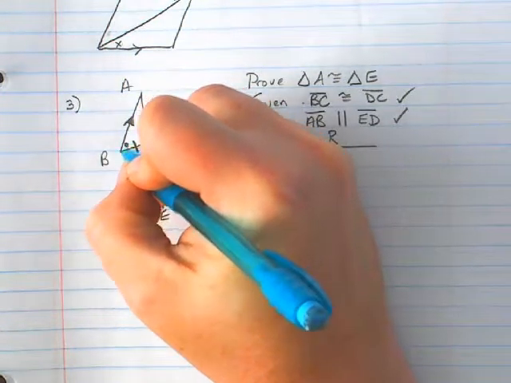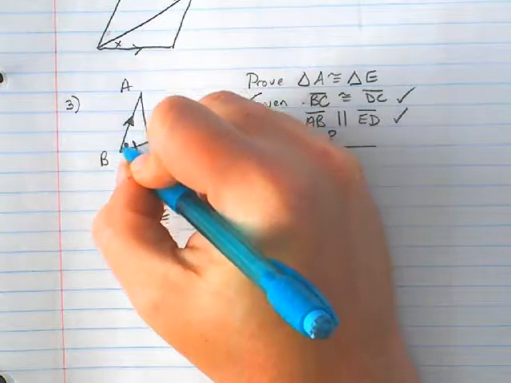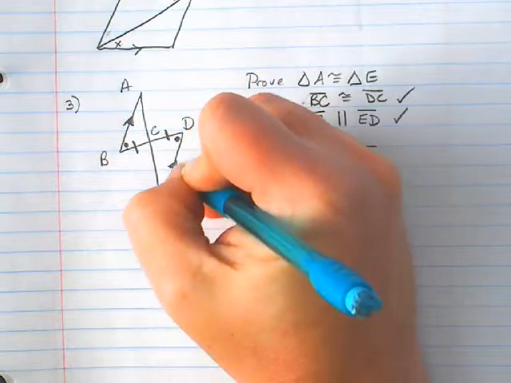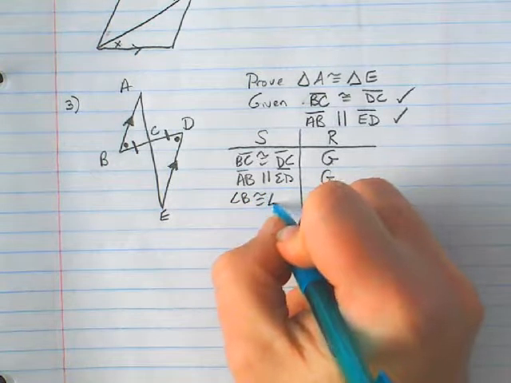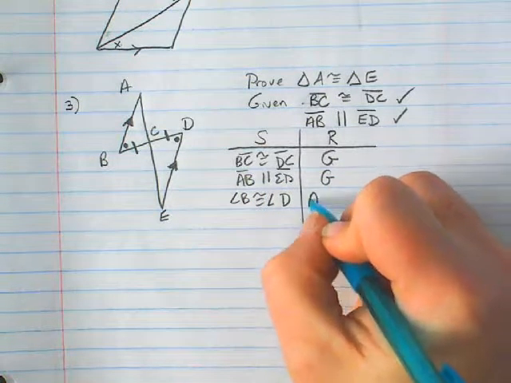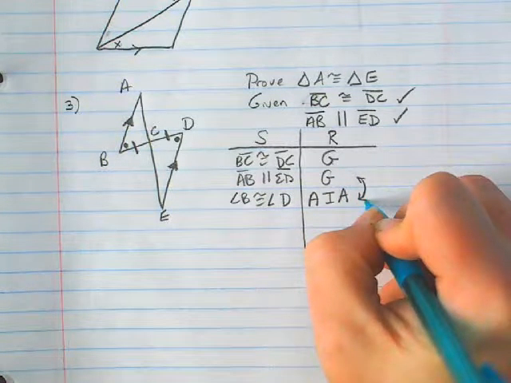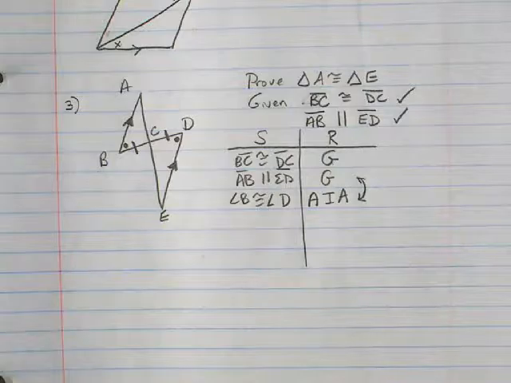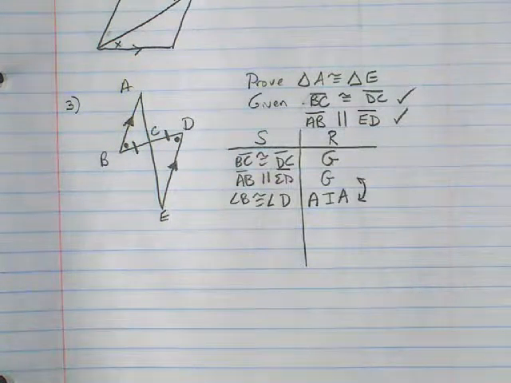I'm going to say that angle B is congruent to angle D. Parallel line, transversal. Parallel line, transversal. Angle B congruent to angle D, alternate interior angles. These almost always go together. There's one more angle that's always congruent in any sort of bow tie situation.